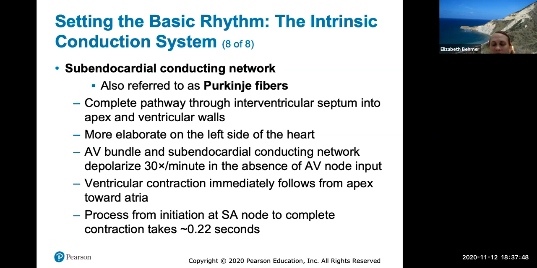And then from that right and left bundle branch, the impulse will travel to this conducting network, which is more commonly referred to as Purkinje fibers. And the Purkinje fibers will take this electrical impulse to all the myocardial cells in the ventricles. It will be more elaborate on the left side of the heart because the left side will have more myocytes, or cardiac muscle cells, because it's just a thicker wall. So those are the Purkinje fibers.